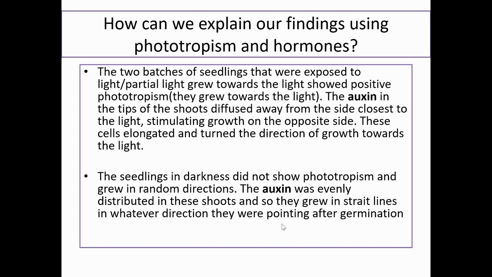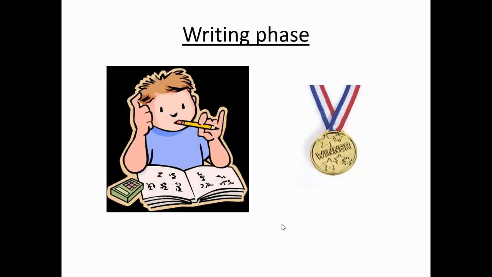The seedlings in darkness did not show phototropism and grew in random directions. The auxin was evenly distributed in these shoots, so they grew in straight lines in whatever direction they were already pointing in after germination. So this can only explain the direction. Phototropism is to do with direction of growth, and therefore this is what I've explained here using our knowledge of hormones.